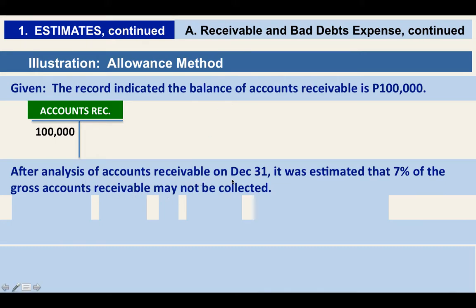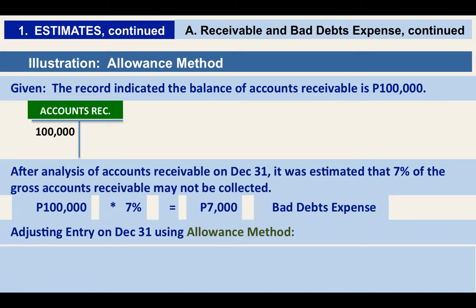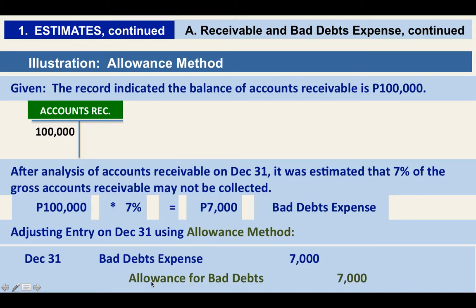After analysis of accounts receivable on December 31st, it was estimated that 7% of the gross accounts receivable may not be collected. So how do we compute our bad debts? Based on 7% of gross, our gross is 100,000 times 7%, that's the estimate, which will give you 7,000. That is your bad debts expense. So the adjusting entry on December 31st using the allowance method: we debit bad debts expense at 7,000, and credit allowance for bad debts 7,000.